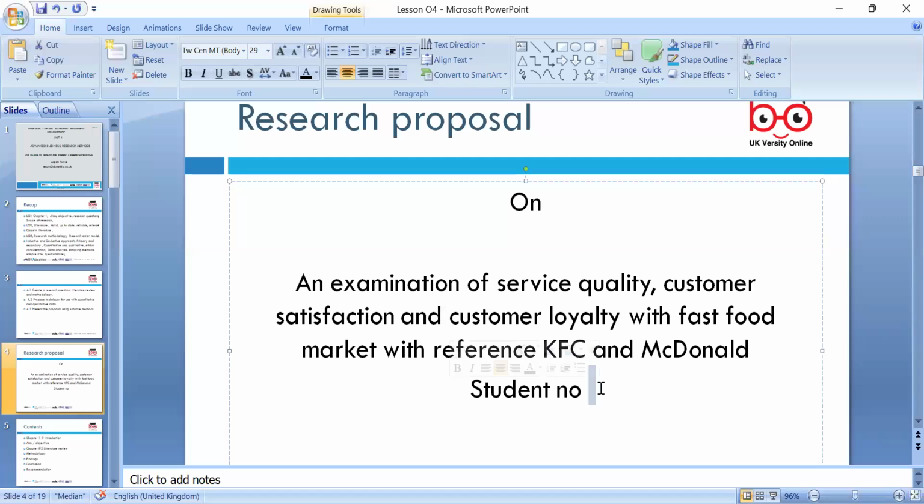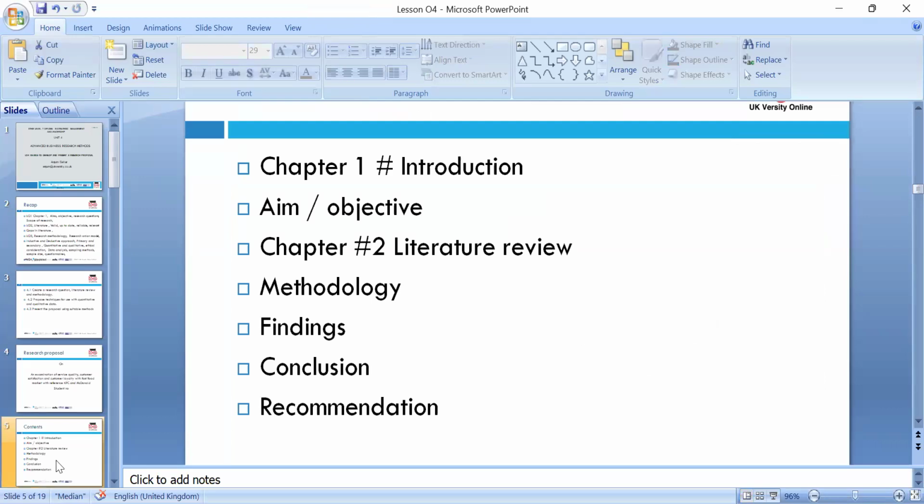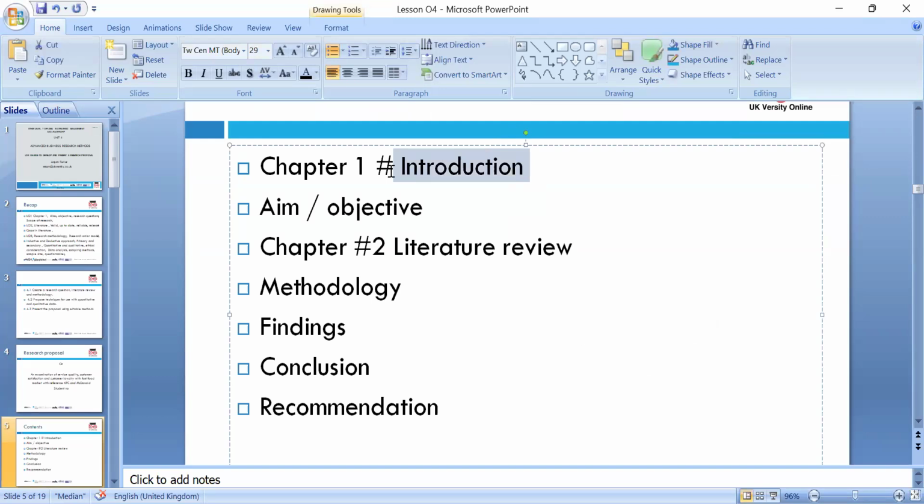That's the title of your research. That can be your cover page with your student number. Second is the content page, and then we move on. Chapter 1 is the introduction: due to competition in the market, the service quality of the company is paramount to the success of any business. You can explain why service quality is important.